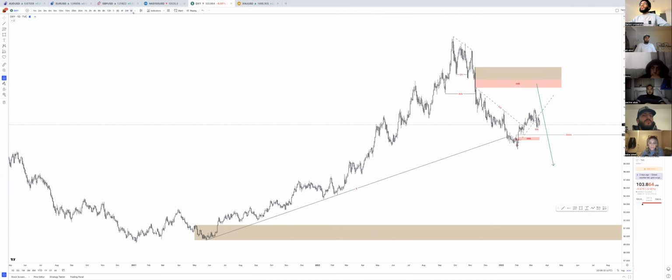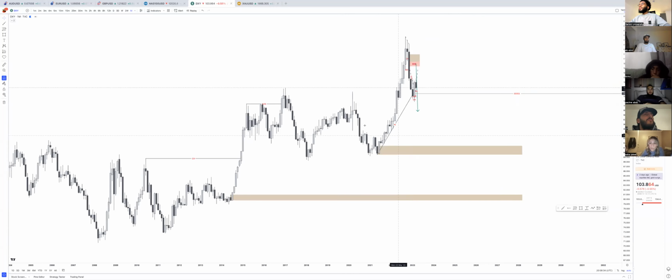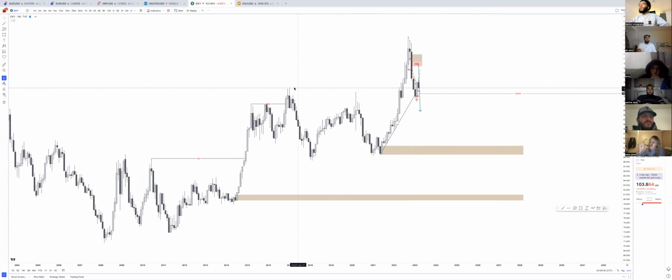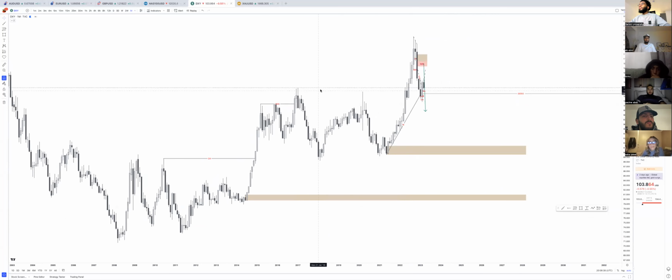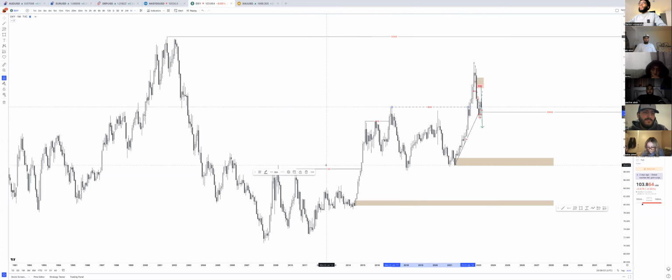If we look on the monthly as well, we can see that this is the area where price had a massive break of structure here. Furthermore, let me put it in as well. So you could see from here to about here, we had a break of structure to the upside on a monthly. Now, price came into this area here.